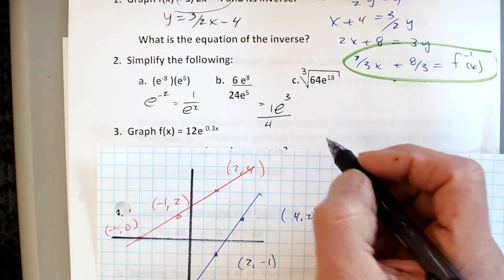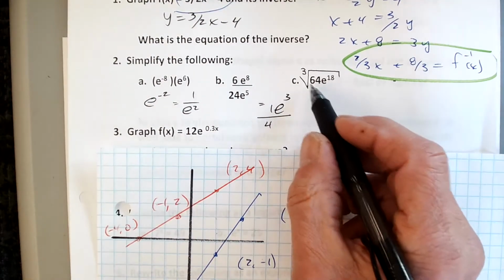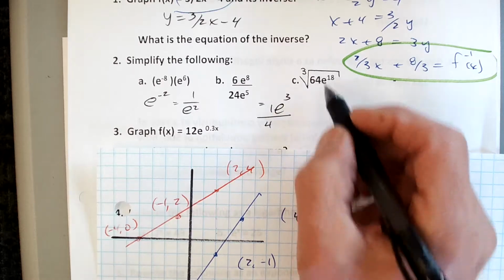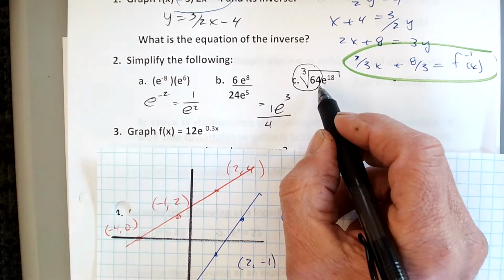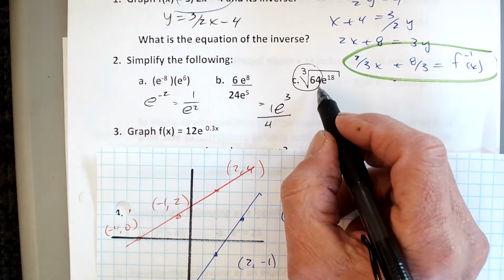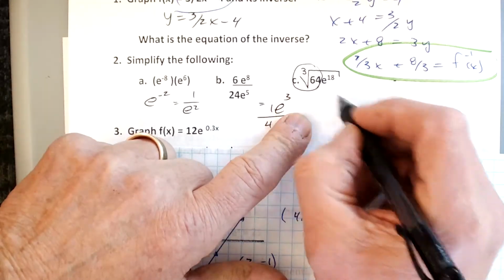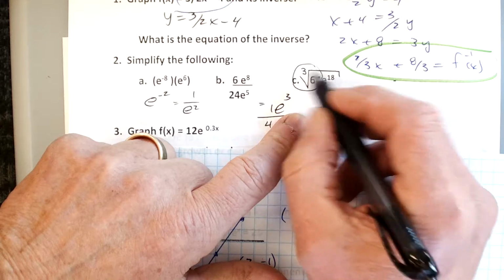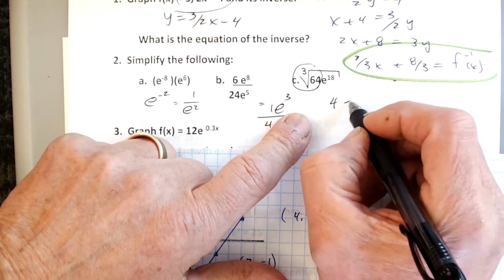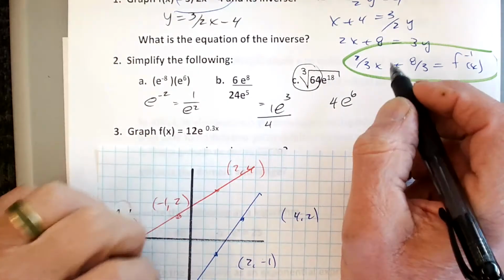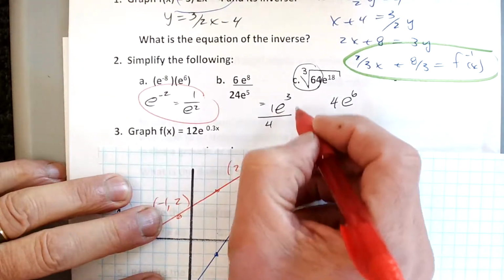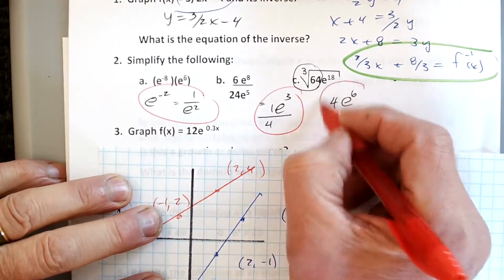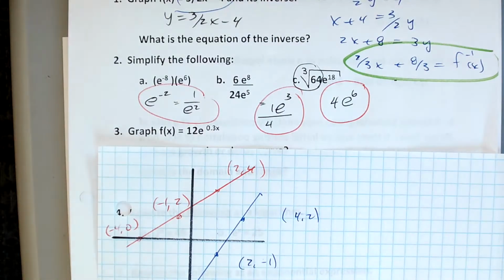Okay. Number 3, cube root is like taking a 1/3 power. Before I do that, though, the cube root of 64. Let's see. 4 times 4 times 4. The cube root of 64 is 4, and I'm going to take a third of the exponent, so I get an e to the 6. Okay, so here's my answers for A, B, and C. Again, if I get going too fast, just pause the video.